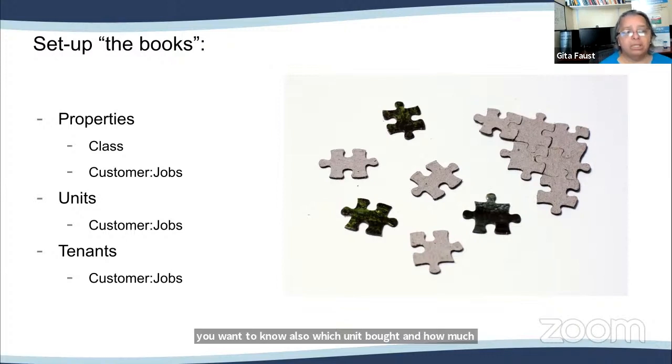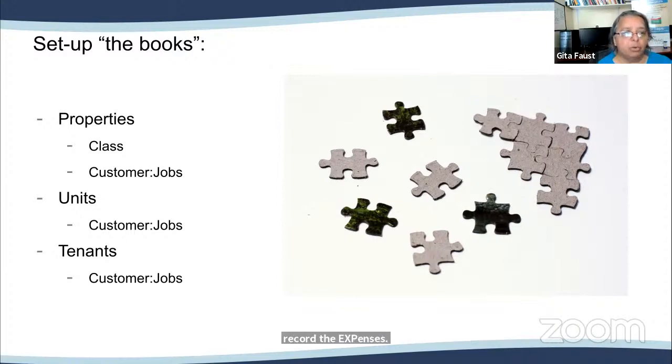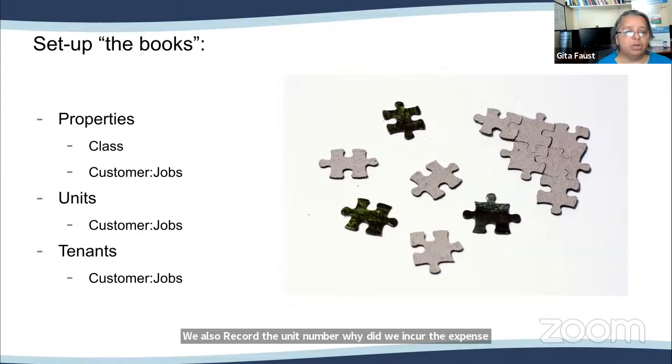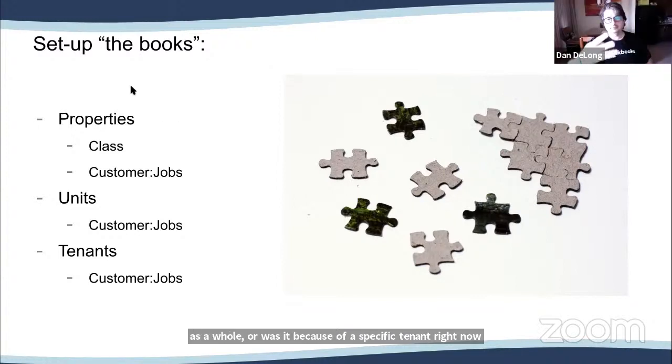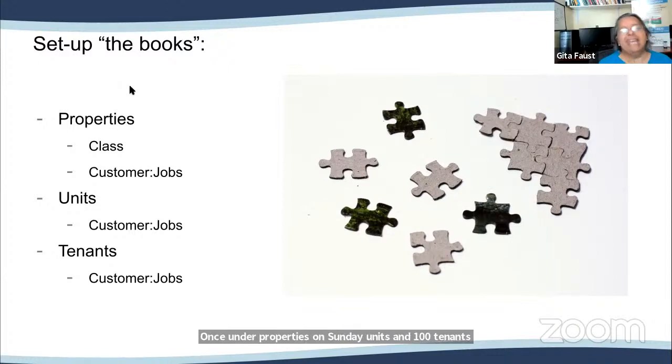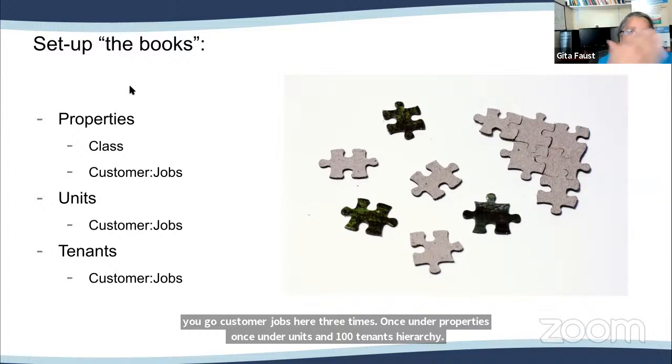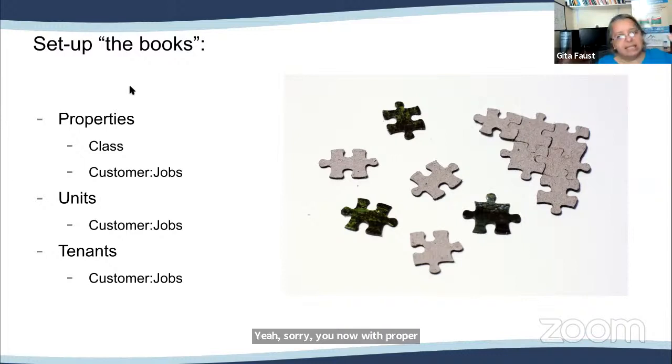So when we record the expenses, we also record the unit number. Why did we incur the expense? Because of the unit as a whole, the property as a whole, or was it because of a specific tenant? Now you have customer jobs here 3 times. Once under properties, once under units, and once under tenants. Okay. Is there a hierarchy? Yeah, sorry. It's properties, units, and then tenants, sub. I forgot to put in sub.